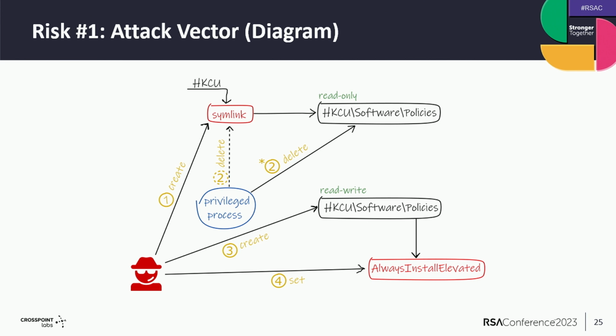And at this point, once this policy has been deleted, the attacker can recreate the policies key, but this time with write permission. And once they have done that, they can set whatever policies they want as part of the group policies, including the always install elevated. So if that always install elevated was already set per machine, they can, by leveraging this vulnerability, set it per user, and this way they can leverage their code from standard user to system by running it as an MSI installer.